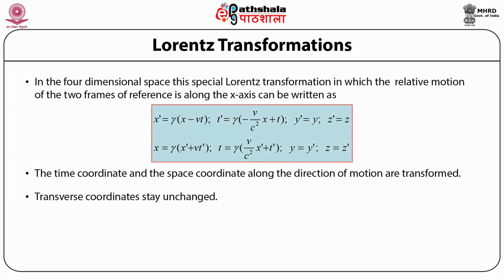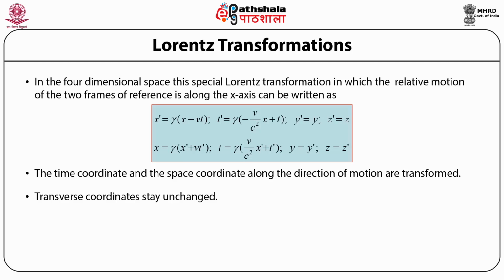So in the four-dimensional space, this special Lorentz transformation in which the relative motion of the two frames of reference is along the x-axis can then be written as follows. Here the equations that we are going to write down are basically the equations of these coordinate transformations from one frame of reference, that is k, to the other frame of reference k prime. And then we will also be writing down the equations for the coordinate transformations from the frame of reference k prime to the frame of reference k.